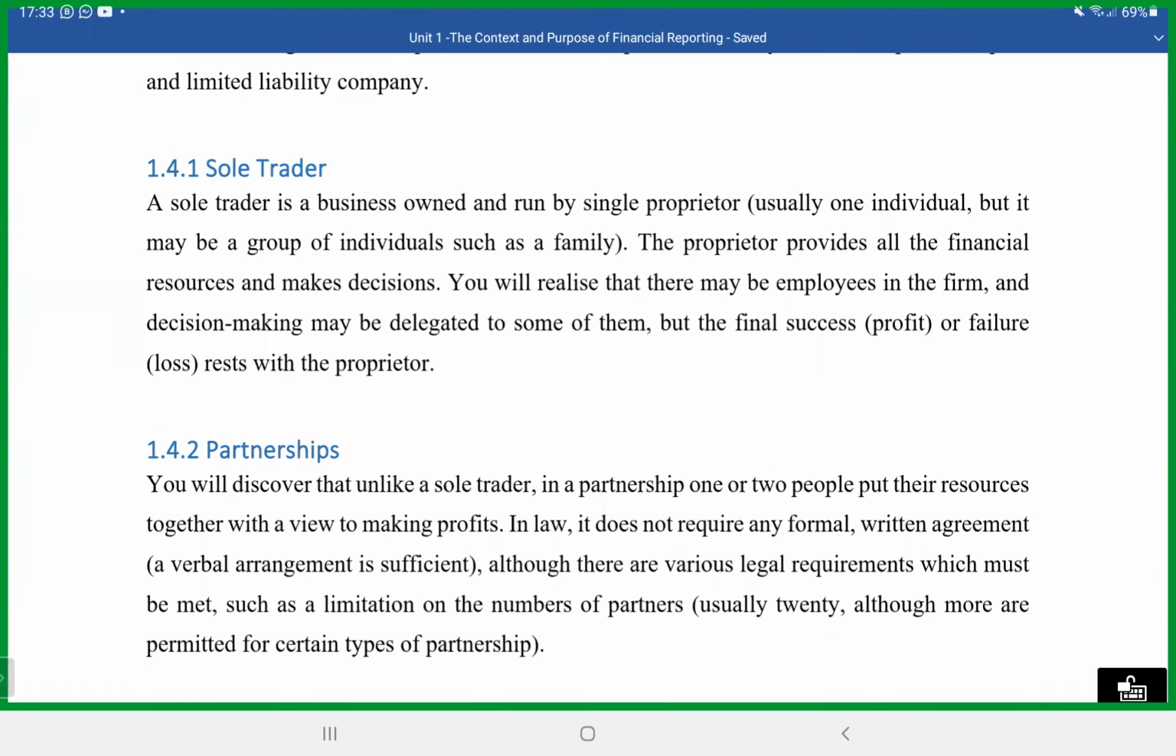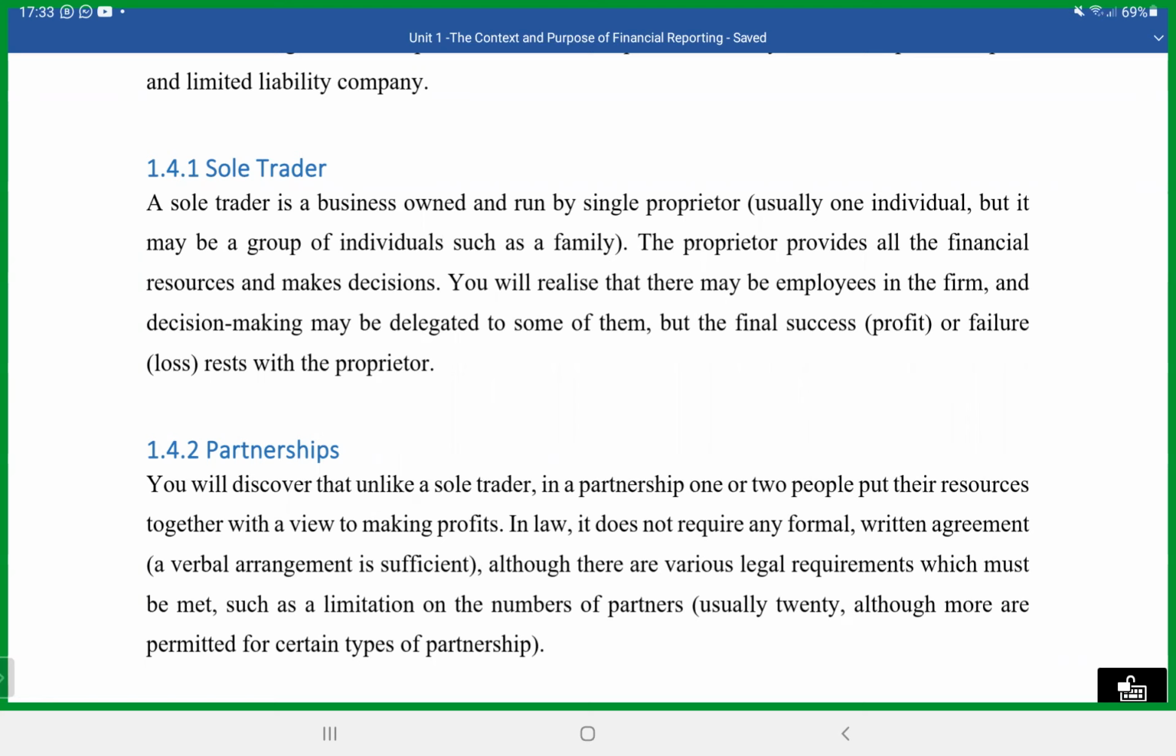The proprietor, the owner of the business, provides all the financial resources and makes the decisions. This is what happens when you are the sole proprietor. You work alone, or maybe you work with the family. You are the only one to make the decisions and you provide all the financial resources to the business. There may be employees in the firm and the decision making may be delegated to some of them, but the final profit, or failure, which is the loss, rests with the proprietor.